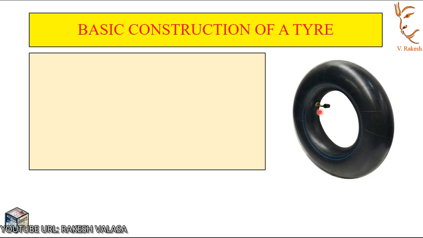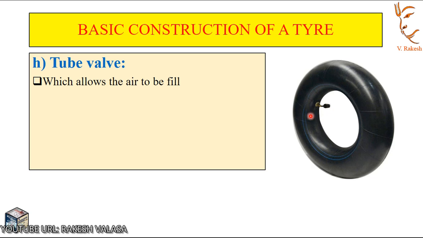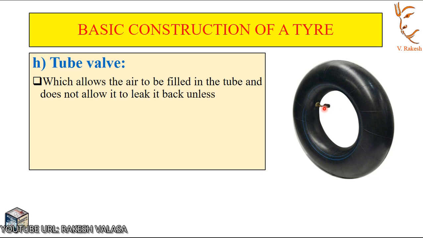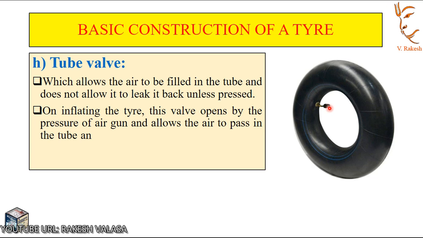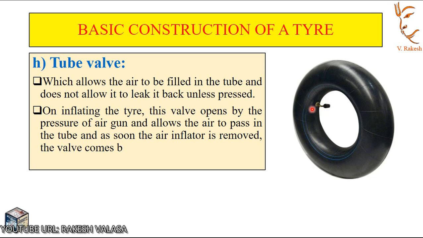Next part is tube valve. The function of the tube valve is to allow the air to be filled in the tube and not allow it to leak back unless pressed. On inflating the tire, this valve opens by the pressure of the air gun and allows the air to pass into the tube, and as soon as the air inflator is removed, the valve comes back and sits on its seat.